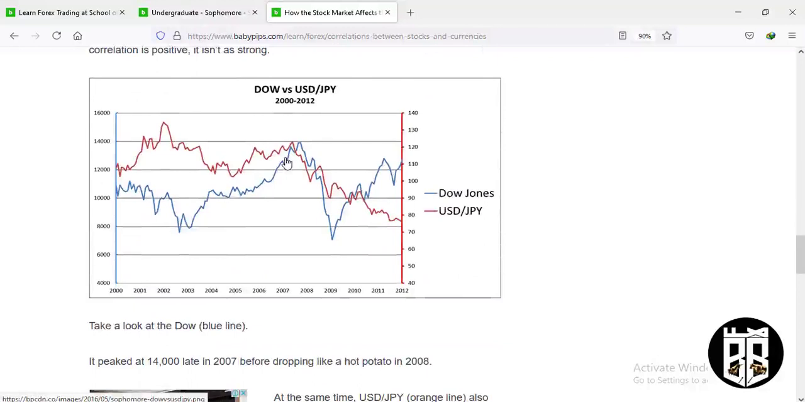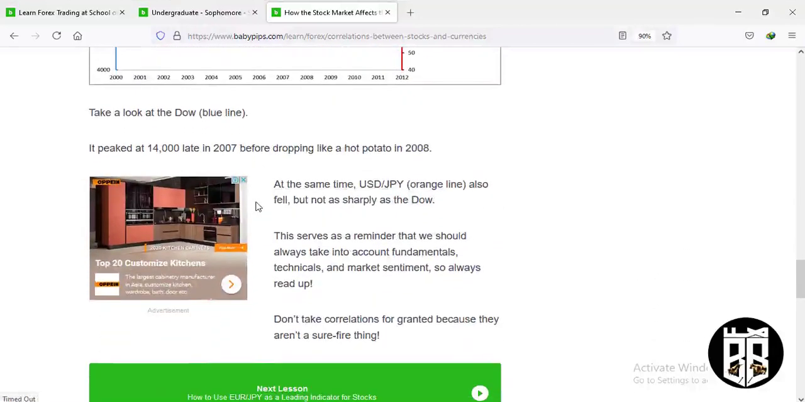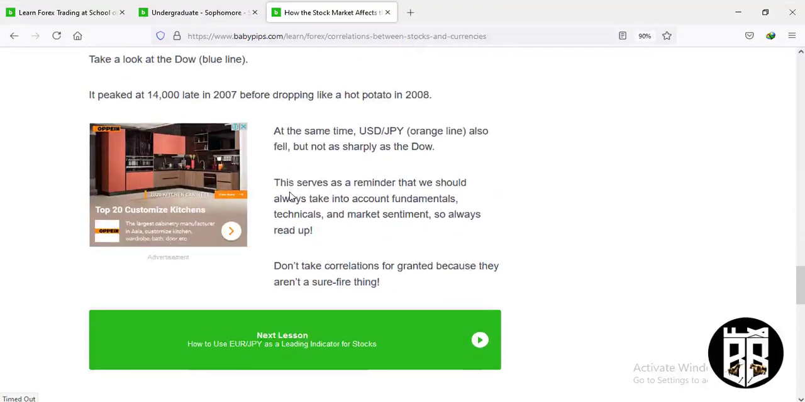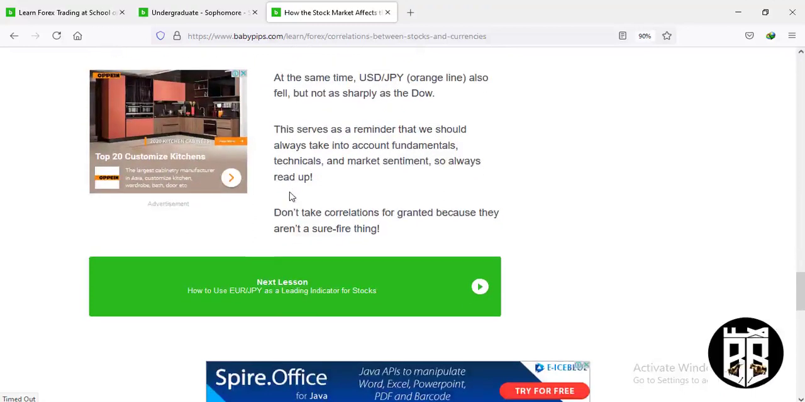And look at other times. This is directly on the opposite side. They are not moving correlatedly at all. They're moving in the opposite direction. So use the correlations to gauge how you trade your forex market as well.